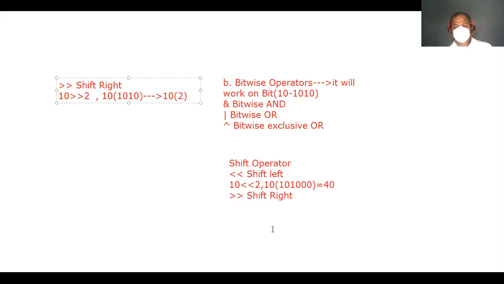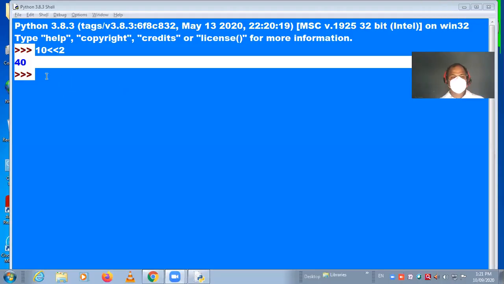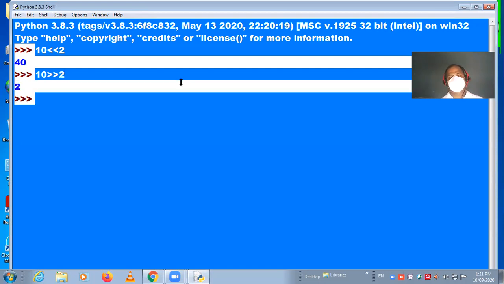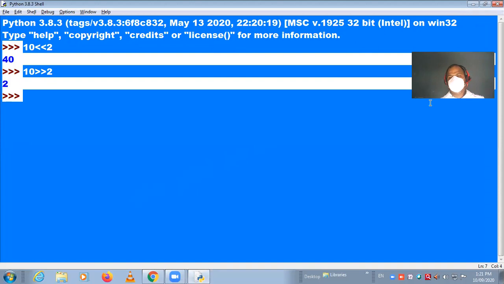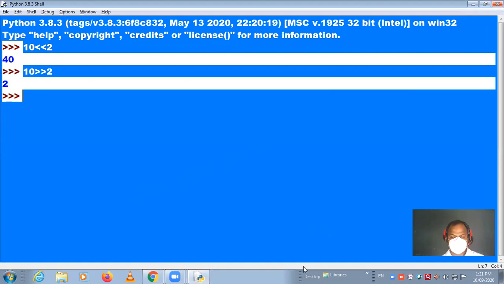Again, move back to that particular window, new share, and screen share. Okay, very good. So what we have written here, 10 shift right 2, here is the answer. So I hope students, shift left and shift right are clear to you. Let me move it to the right side. I think it is clear. Now move back to our whiteboard.